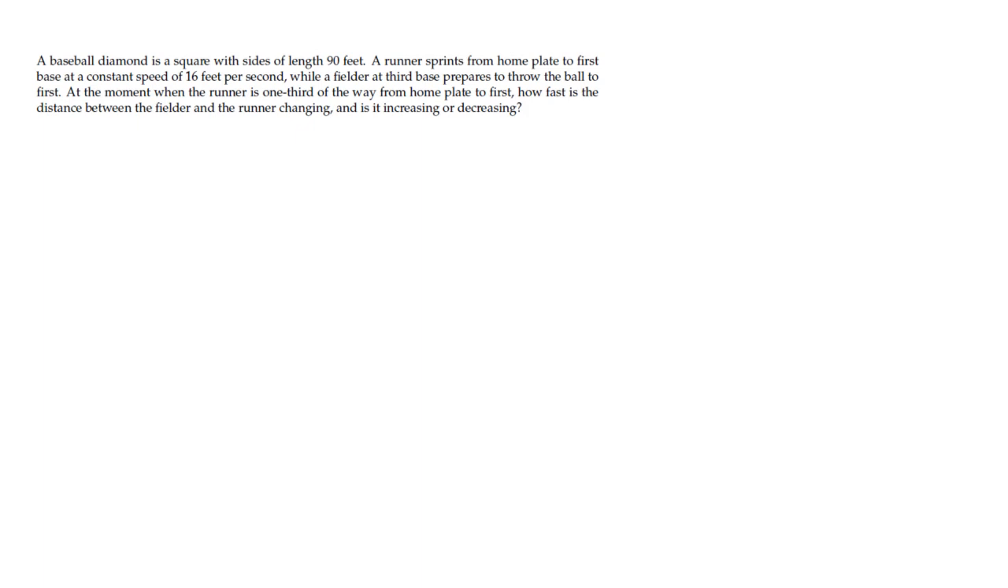All right, this video is about a related rates problem, and the problem is the one you see in the upper left corner of your screen. A baseball diamond is a square with sides of length 90 feet. A runner sprints from home plate to first base at a constant speed of 16 feet per second, while a fielder at third base prepares to throw the ball to first. At the moment when the runner is 1/3 of the way from home plate to first, how fast is the distance between the fielder and the runner changing, and is it increasing or decreasing?